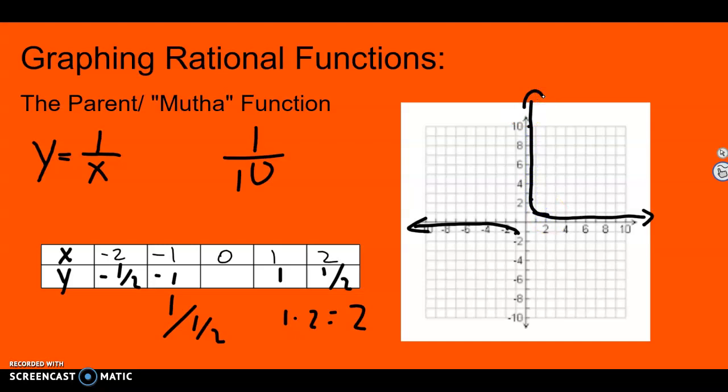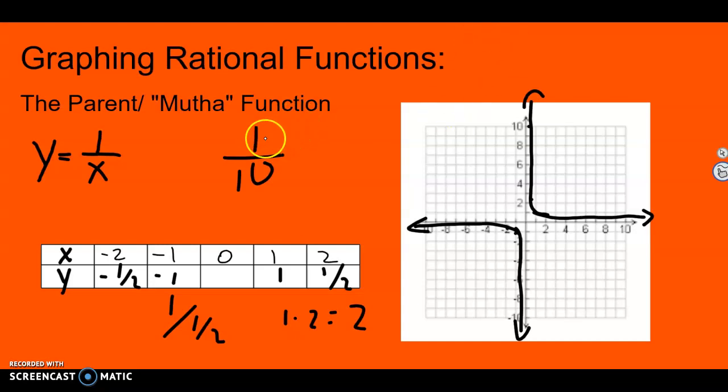So your graph looks kind of like this, where we approach the x-axis as we leave, and then vertically we approach the y-axis. So this is the shape of the parent function for a rational.